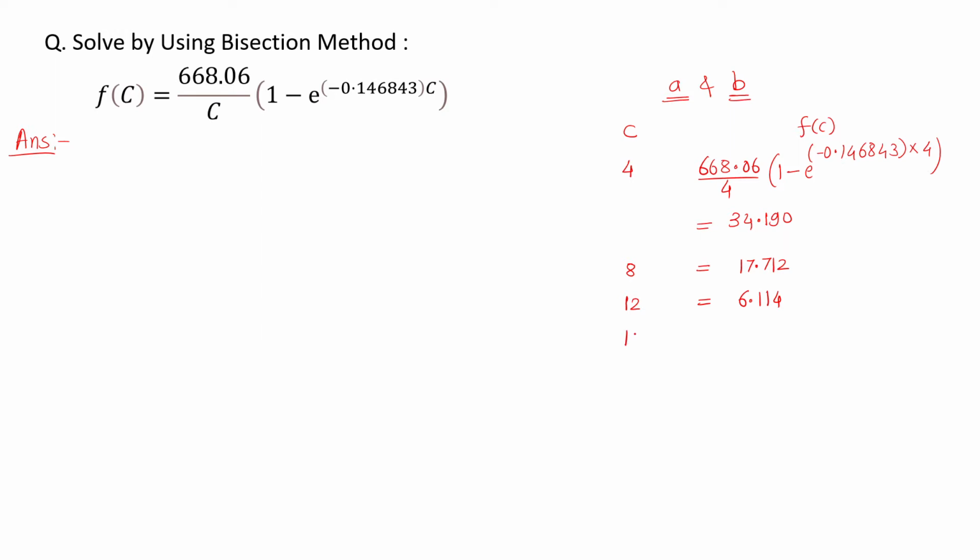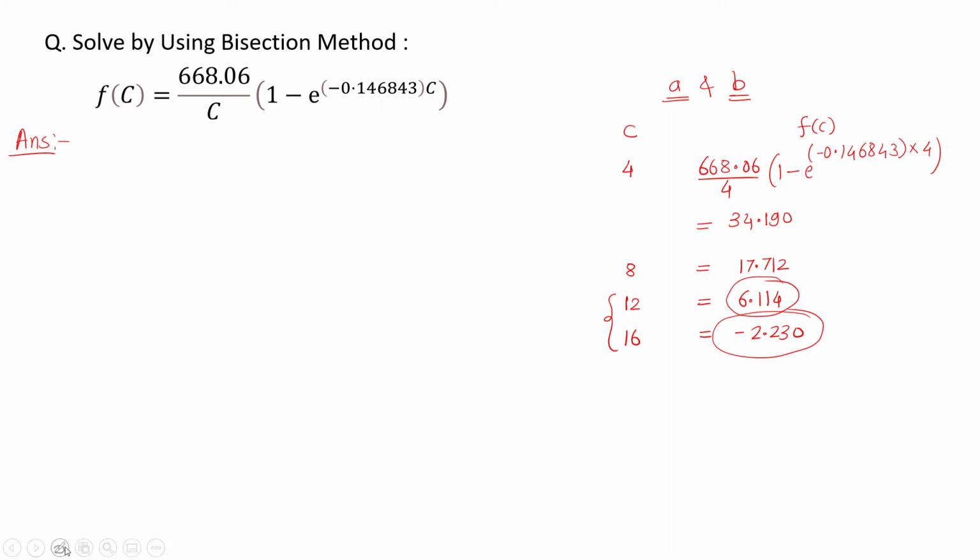Again I will take c is equal to 16, put that value in the function, and the function value at that point is minus 2.230. So we get two values such that the function values have the opposite sign. At c is equal to 12 it has a positive, and at c is equal to 16 it has a negative value, and the function is continuous between these two values. So by the intermediate value theorem, the real root must lie between these two values.